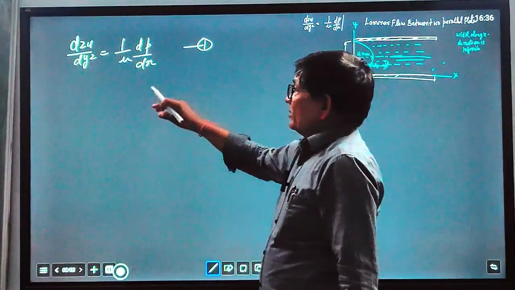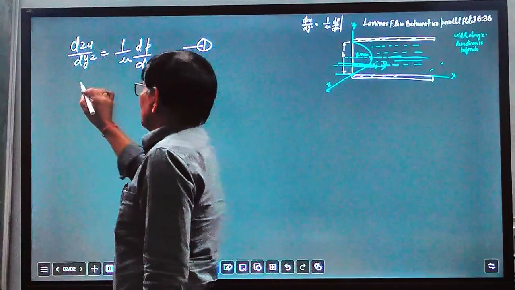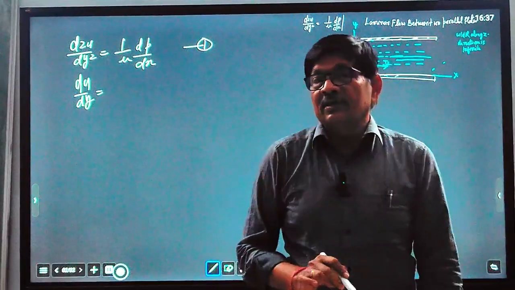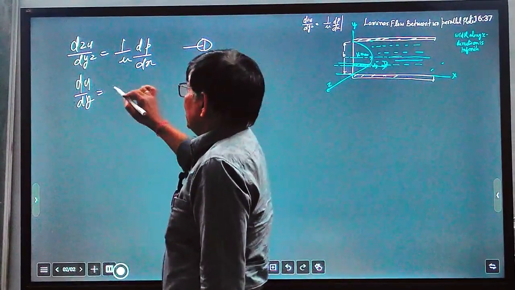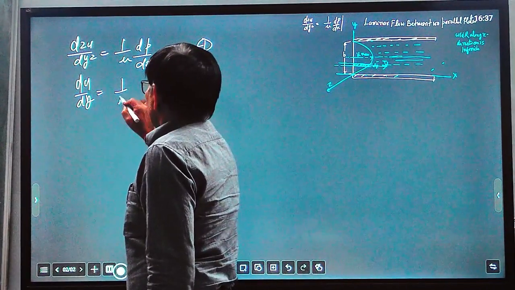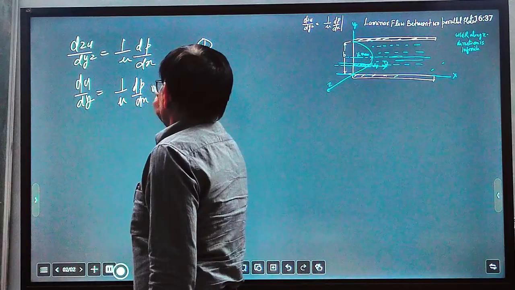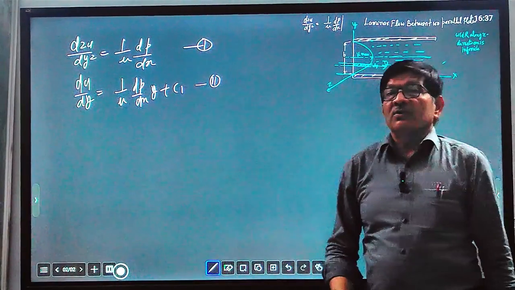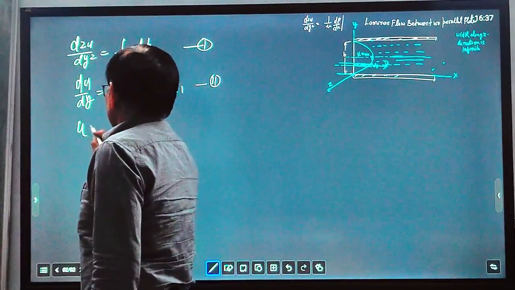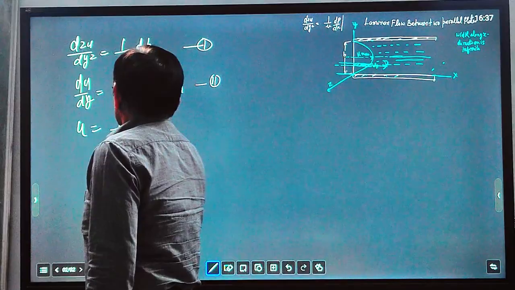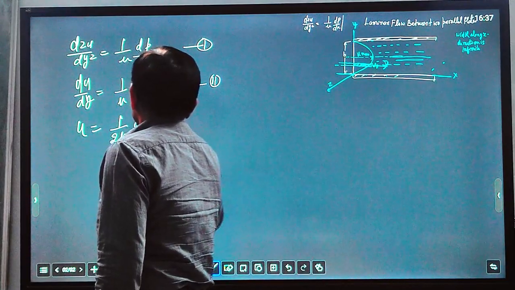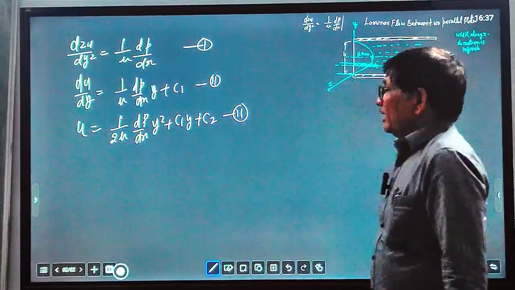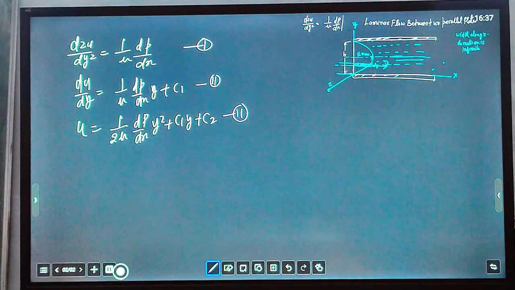Now integrating this equation with respect to y, the first integration will give you du over dy. Everyone is familiar with this kind of integration. So the first integration with respect to y will give you 1 upon mu dp over dx y plus c1. This is equation number 2. Again integrating this equation with respect to y, the second integration will give u equal to 1 upon 2 mu dp over dx y square plus c1y plus c2. This is equation number 3. So there are two constants in this equation number 3.